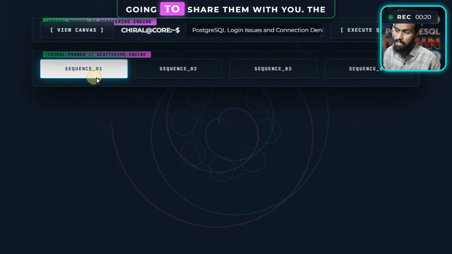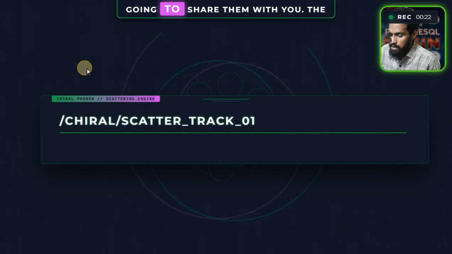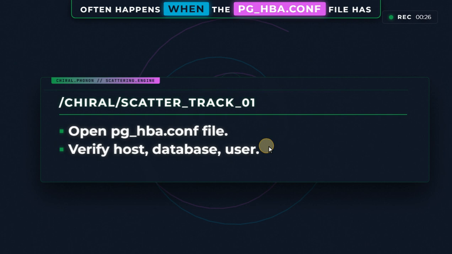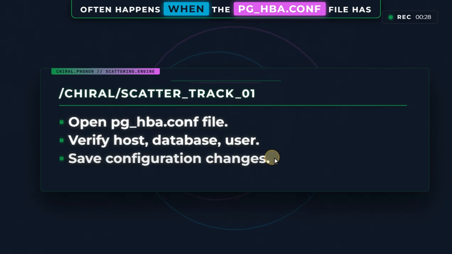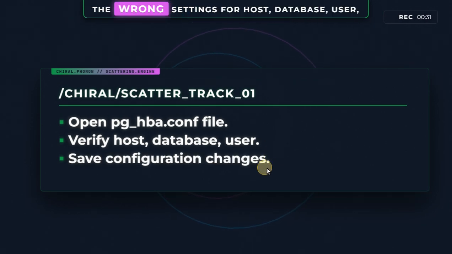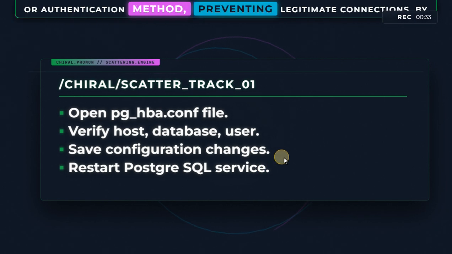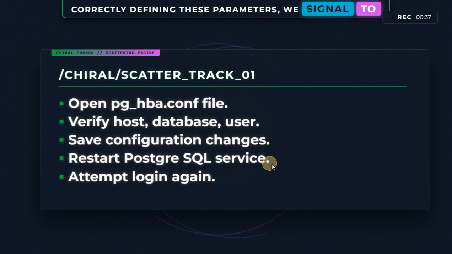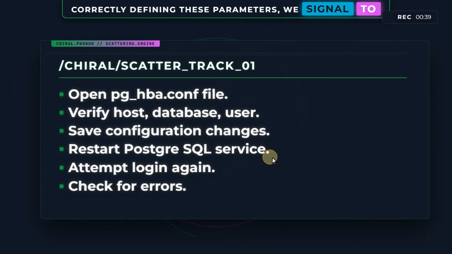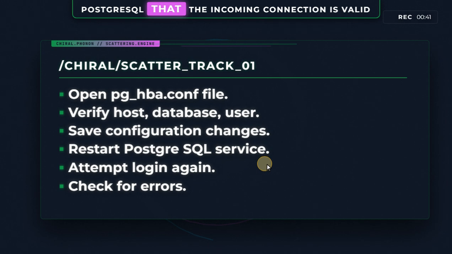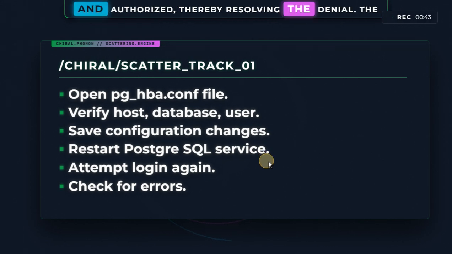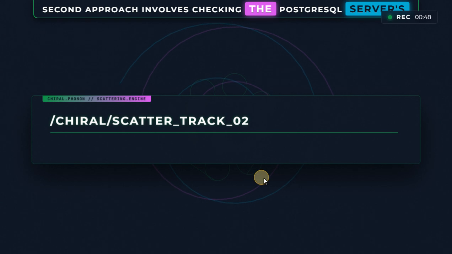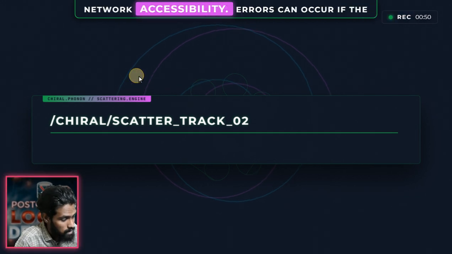The first method addresses incorrect authentication configurations. This often happens when the pg_hba.conf file has the wrong settings for host, database, user, or authentication method, preventing legitimate connections. By correctly defining these parameters, we signal to PostgreSQL that the incoming connection is valid and authorized, thereby resolving the denial.